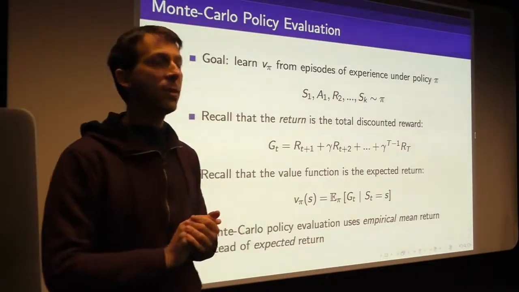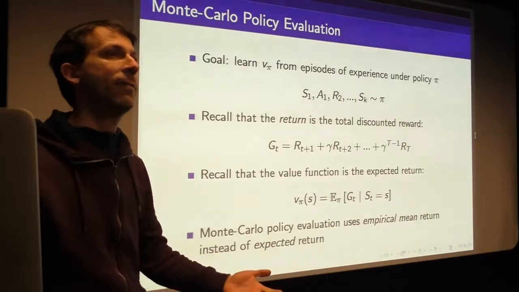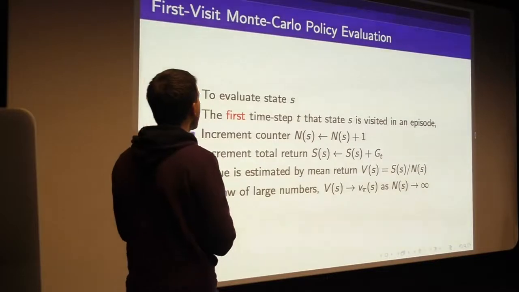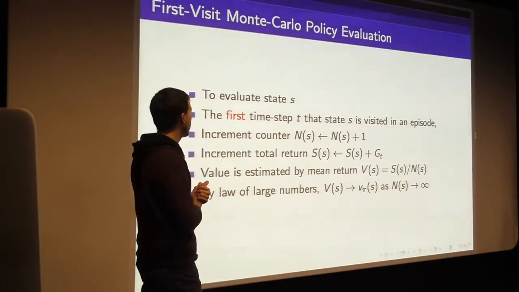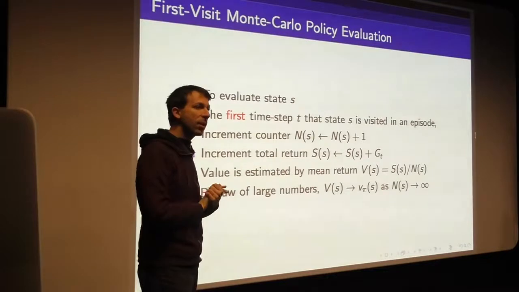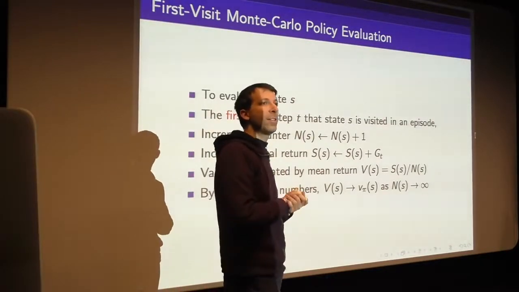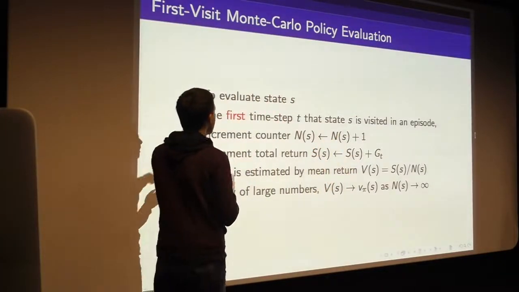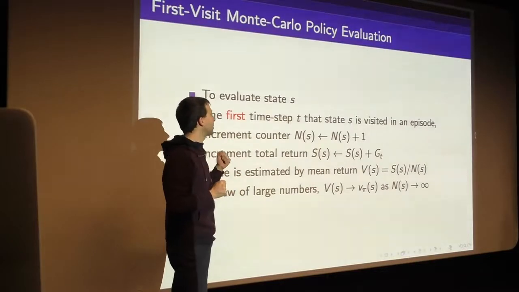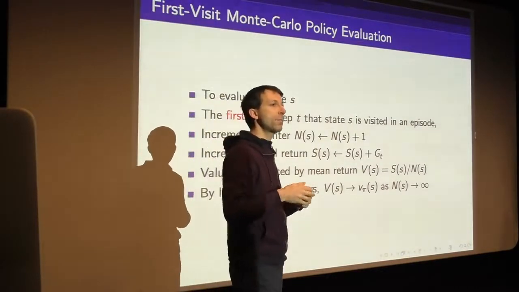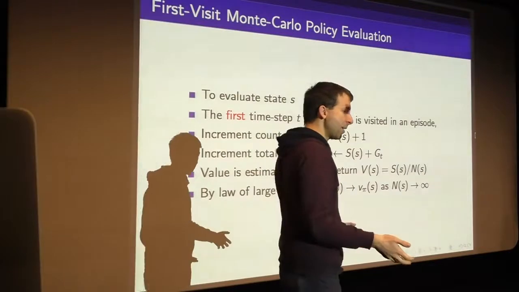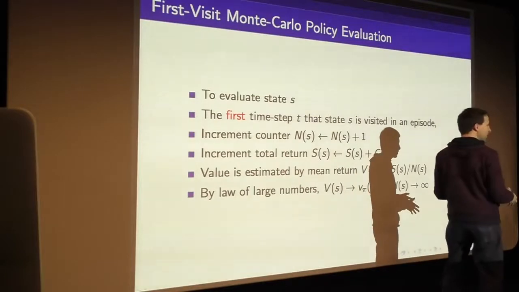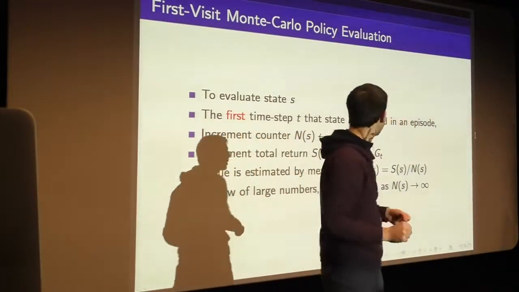There are two different ways we can do this. They both work and they're both effective, but there's a subtle difference between them. The first approach is what's called first visit Monte Carlo policy evaluation. To understand this, imagine that you've got some loop in your MDP where you come back to the same state repeatedly. To evaluate a state, we're going to consider the very first time we visit that state. Even if I come back to that state later and then get some reward afterwards, we're just going to look at the first time I arrived at that state.